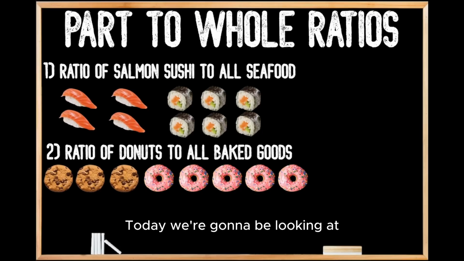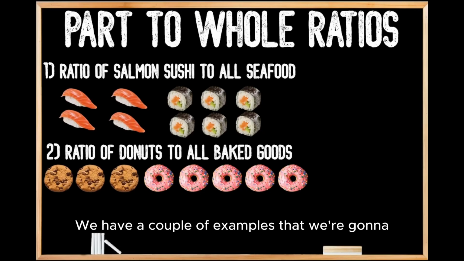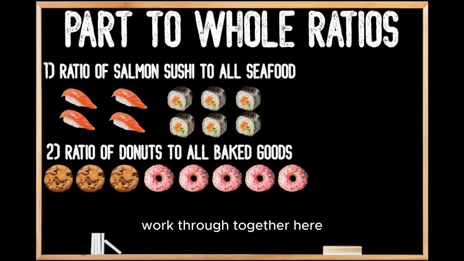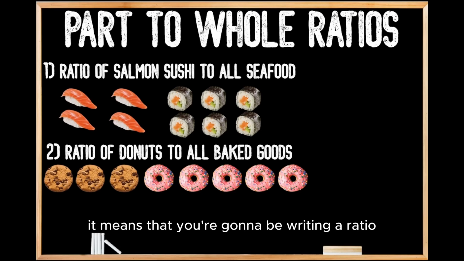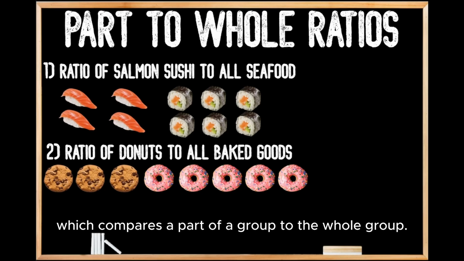Today we're going to be looking at how to write a part to whole ratio. We have a couple of examples that we're going to work through together here, so let's get started. When writing a part to whole ratio, it means that you're going to be writing a ratio which compares a part of a group to the whole group.